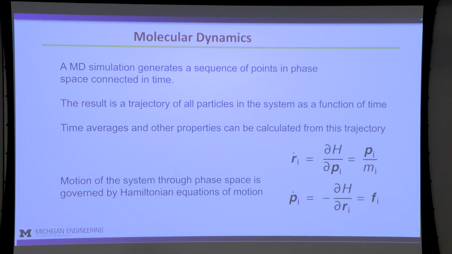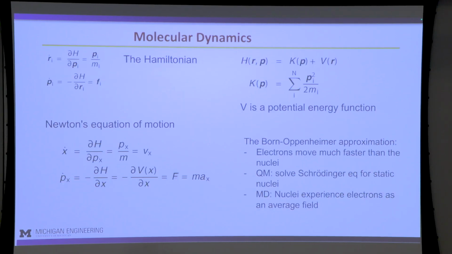But anyway, this is R, and this is the momenta that you have. And V is the potential energy function. So the Hamiltonian is composed of this kinetic term plus V, the potential energy. The kinetic energy is due to the momenta divided by 2m. And when you look at Newton's equation of motion, you have those expressions.